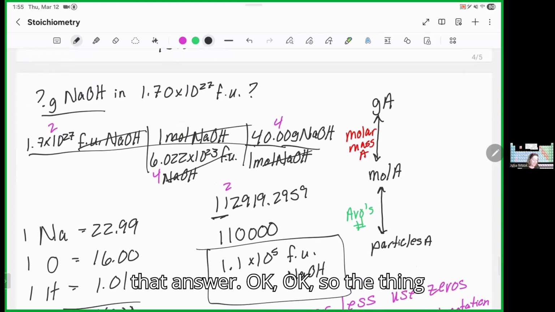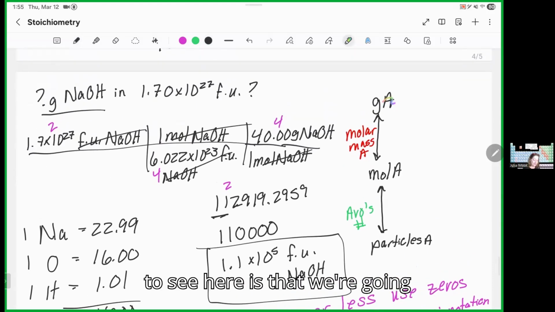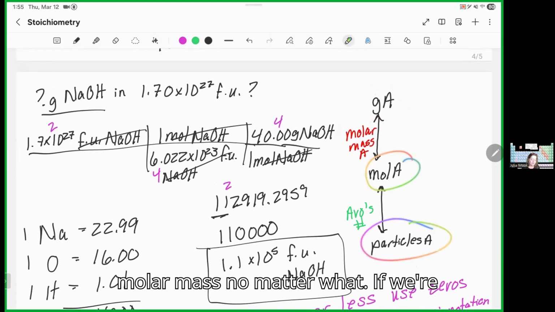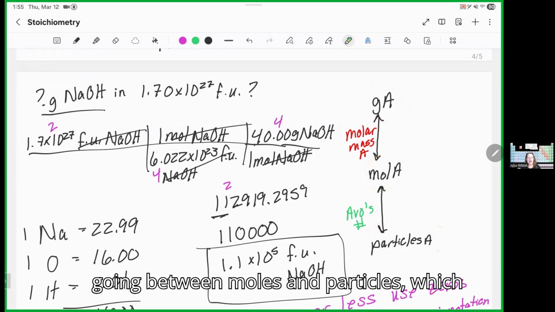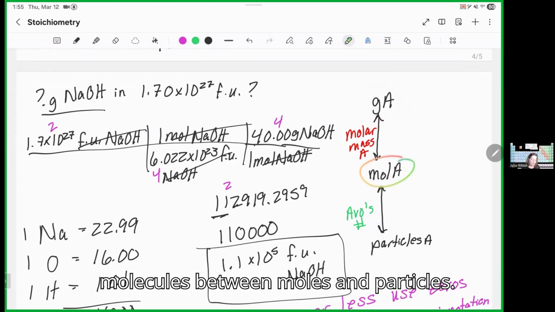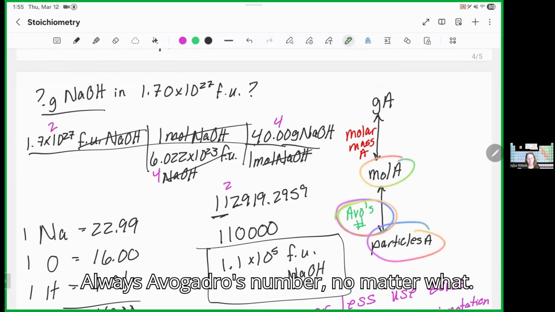Okay, so the thing to see here is if we're going between grams and moles, always use the molar mass no matter what. If we're going between moles and particles, which is ions, atoms, formula units, and molecules, between moles and particles, always Avogadro's number, no matter what.